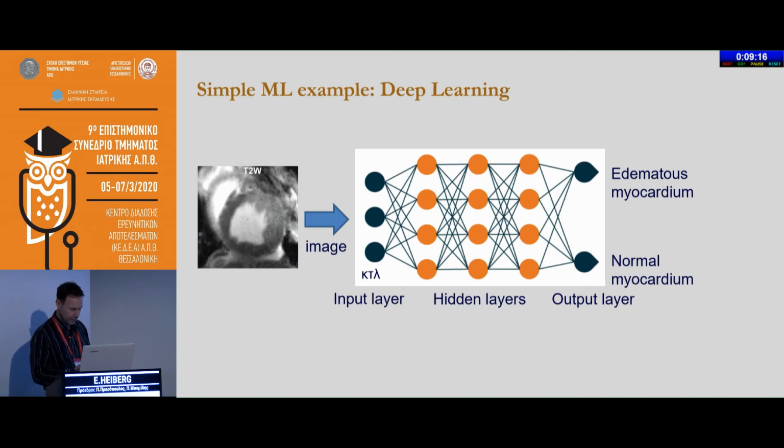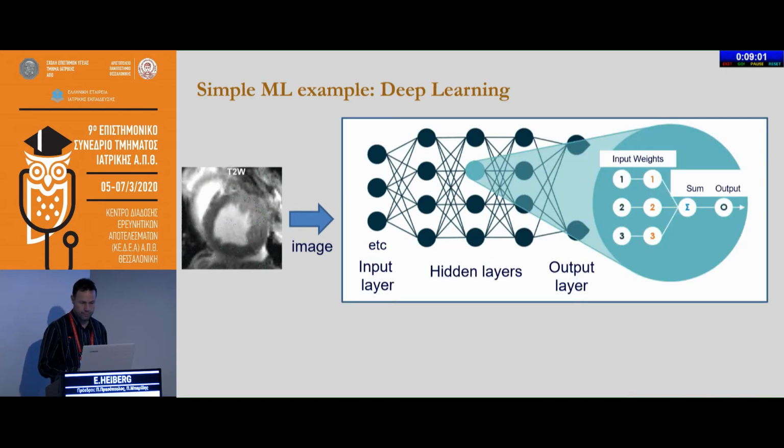So for each of the pixels in the image, we have the input layer here. And there are a lot of hidden layers to connect them. And then we see if there's an edema or a normal output.